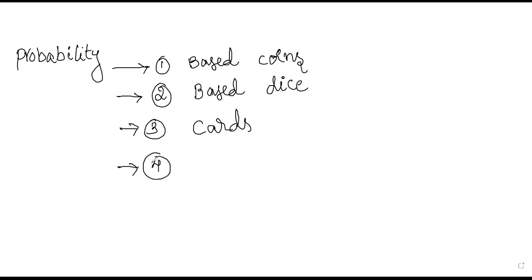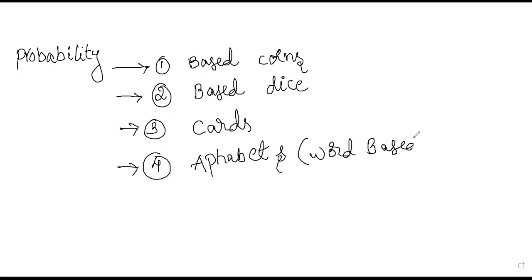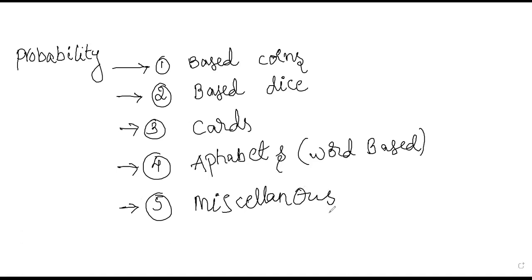And fourth one is based on alphabets, like words. They'll give you a word, based on that, they'll ask a question. Alphabet based or word based probability questions. Finally, some miscellaneous questions they will ask. So today we'll discuss all these five concepts in a single class. If this session is finished, again I'll start a new link and we'll continue in that.